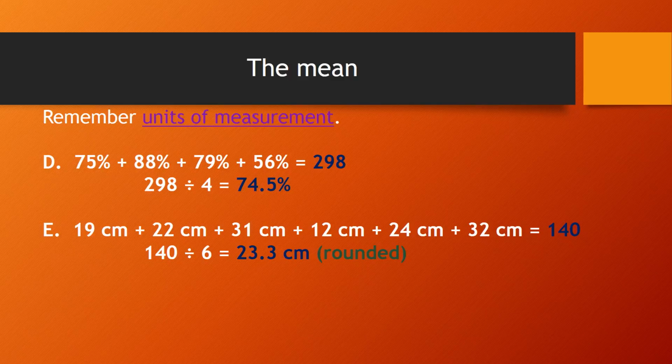Similarly, if you have a measurement like centimeters, and we have another example for E there, all those numbers add up to 140. When I divide by the number of numbers, which is 6, I have 23.3, and that's rounded, and that's centimeters. So in my final answer, I want to make sure that I include the centimeters.